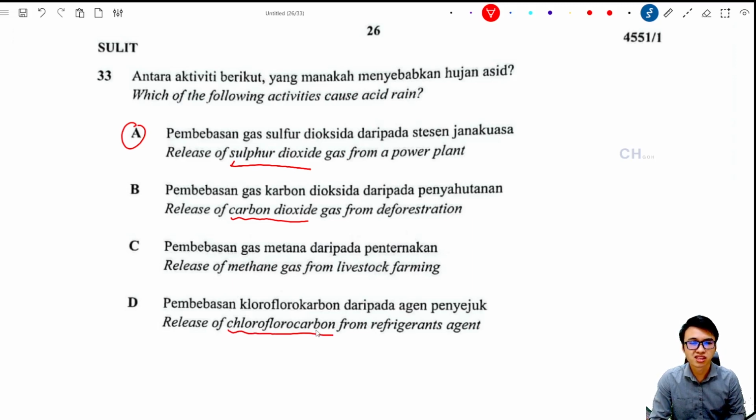Chlorofluorocarbon will cause thinning of the ozone layer, the depletion of the ozone layer. Methane gas will cause global warming. These two gases, carbon dioxide and methane, are the main gases that cause global warming. This one is ozone.